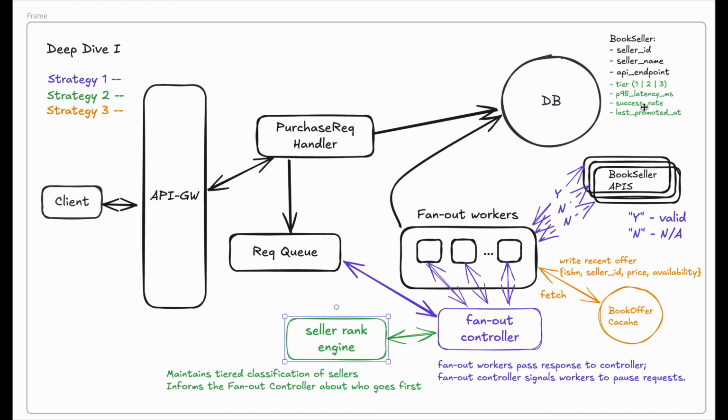Finally, in the orange color, we enable strategy 3, cached offers. Each time a worker gets a valid response, it writes it to the book offer cache. Later find out requests can reuse the recent offers if the price and the inventory still look good, avoiding redundant API calls to the same seller. Together, these three strategies form the core of a smart, cost-efficient find out system.